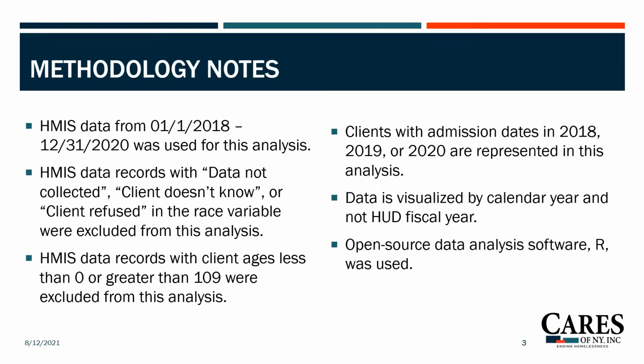First, again, we're looking at HMIS data between January 1st of 2018 and December 31st of 2020. Any records that did not have complete race data were removed. So any records with data not collected, client refused, or client doesn't know. Also, we removed any clients that had an age that was greater than 109 years of age or less than 0 years of age.